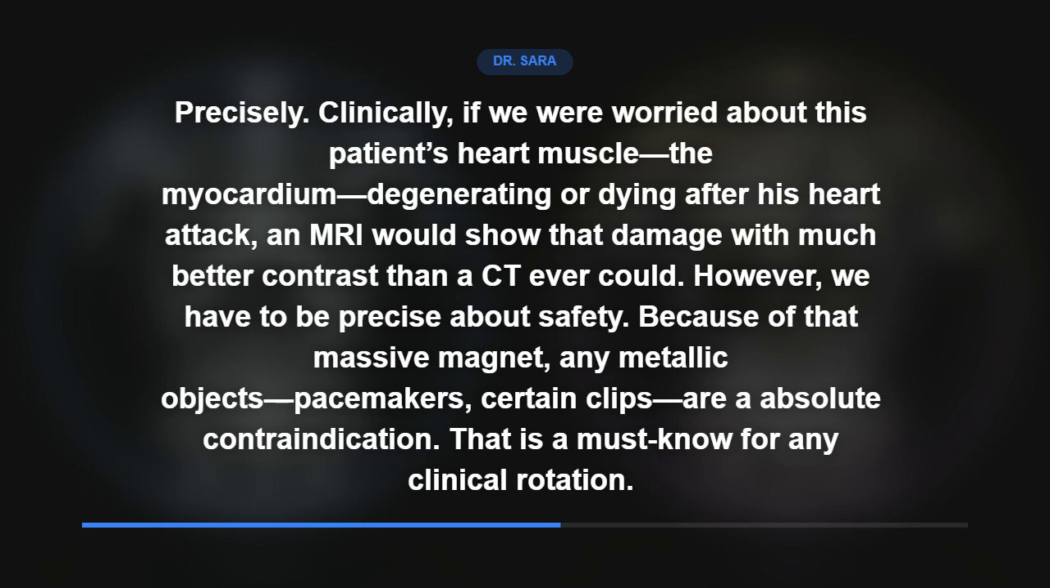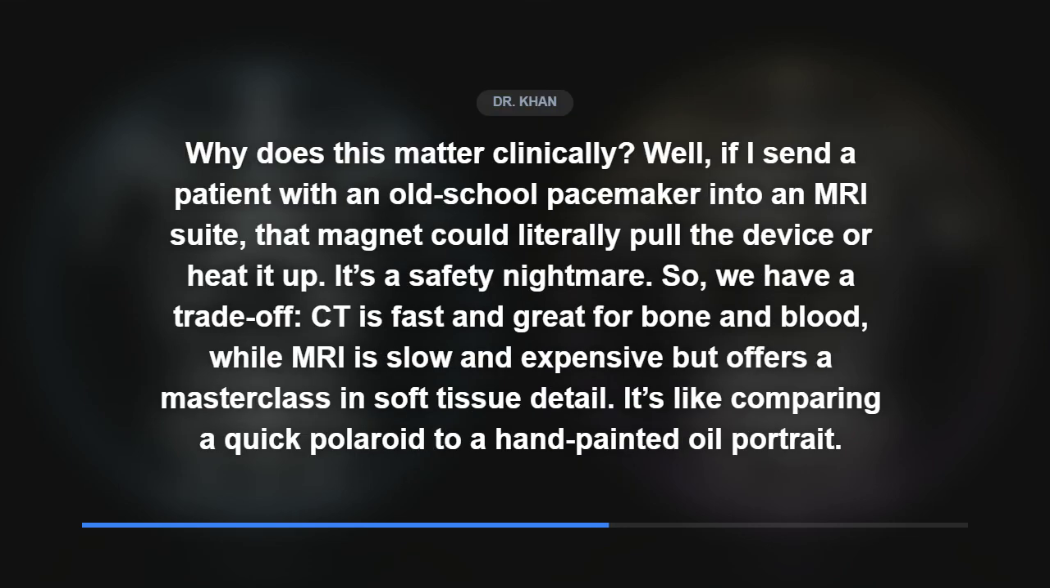Precisely. Clinically, if we were worried about this patient's heart muscle, the myocardium, degenerating or dying after his heart attack, an MRI would show that damage with much better contrast than a CT ever could. However, we have to be precise about safety. Because of that massive magnet, any metallic objects, pacemakers, certain clips, are an absolute contraindication. That is a must-know for any clinical rotation.